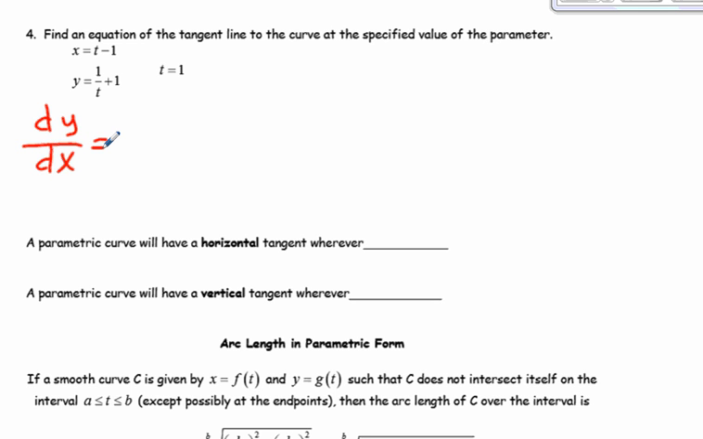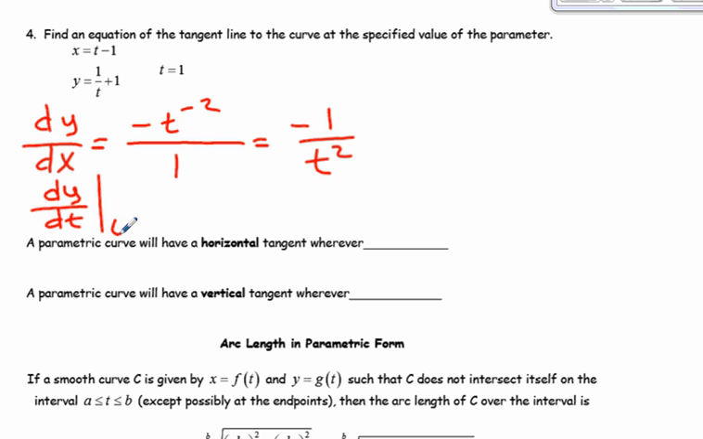Now for dy dt, y is 1 over t plus 1, that's t to the negative 1, so the derivative of that would be negative t to the negative 2, divided by dx dt, which is just 1. So in other words, this is negative 1 over t squared. Then I need to evaluate that at t equals 1. They give us the t in this problem. So dy dx when t equals 1 is just equal to negative 1.